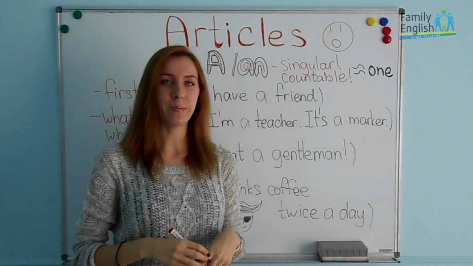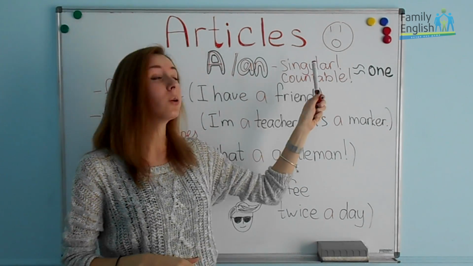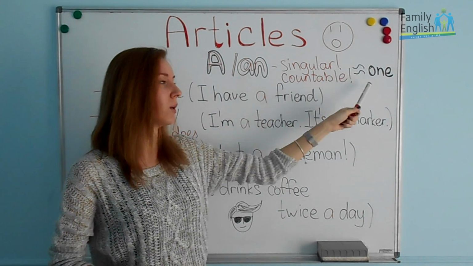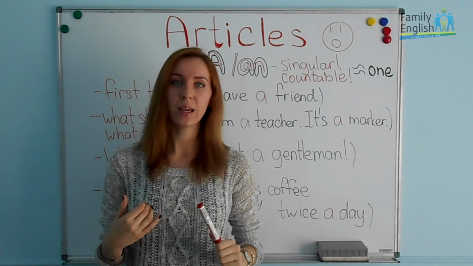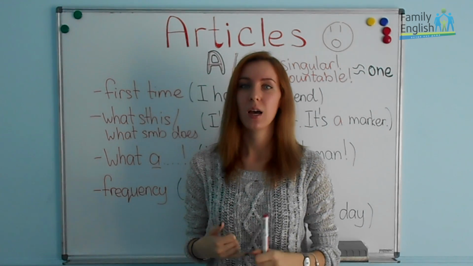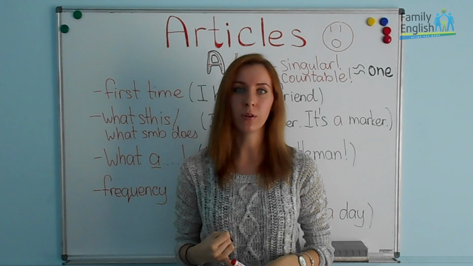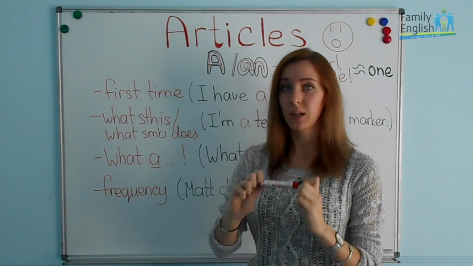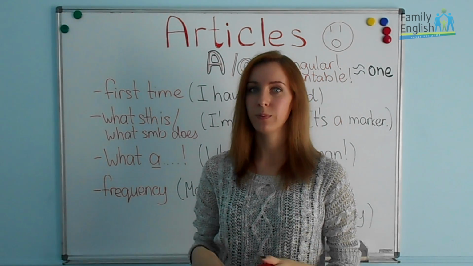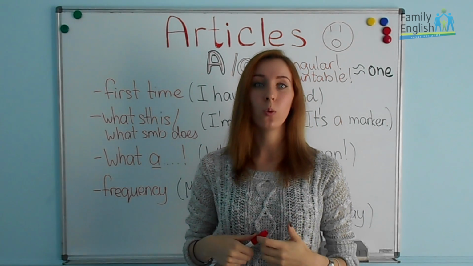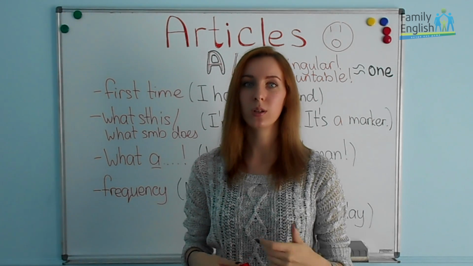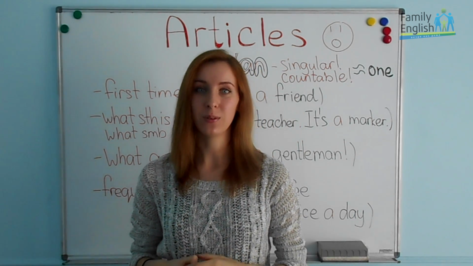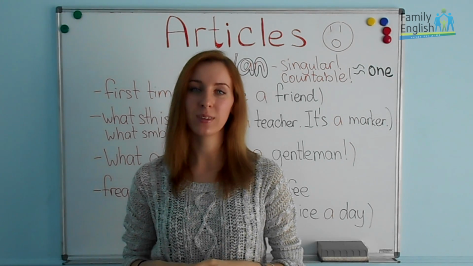So, remember to use a or an only with singular countable nouns, if it can be replaced by the word one, in the following cases: when you're mentioning something for the first time in conversation, then to say what something is or what somebody does, in the expression what a, what a wonderful day, and to talk about frequency, twice a week, once a month, and so on.